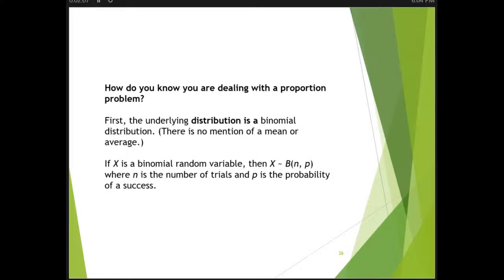The first thing is, how do we know that we're dealing with a proportion problem? Well, the underlying distribution is a binomial distribution, and there's no mention of a mean or an average. If the random variable is a binomial random variable, then it follows a binomial distribution, where n is the number of trials and p is the probability of success. So let's look at some examples with the population proportion.